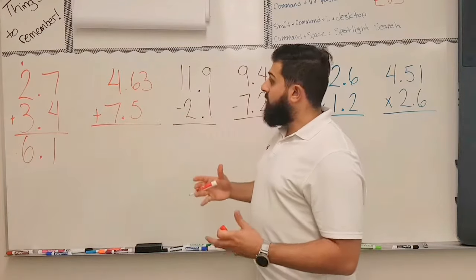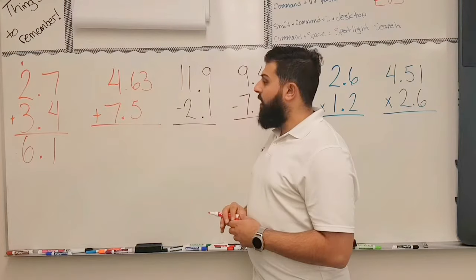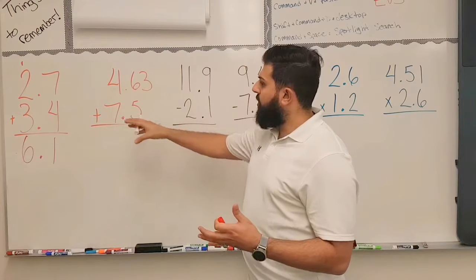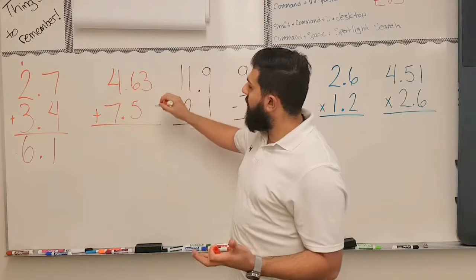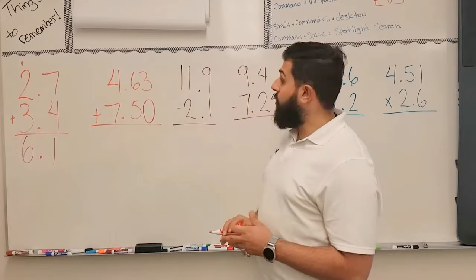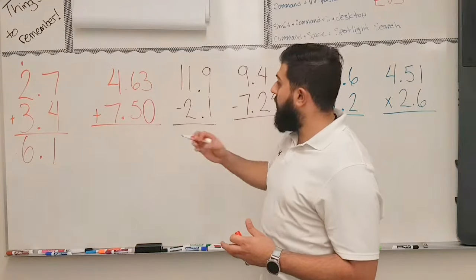Here we have 4 decimal 63 plus 7 decimal 5. Our decimals are lined up, but we are missing a number, 7.5. 7 decimal 5 is the same as 7 decimal 50. So now we have everything lined up, ready to go. Our 100th place value is lined up.